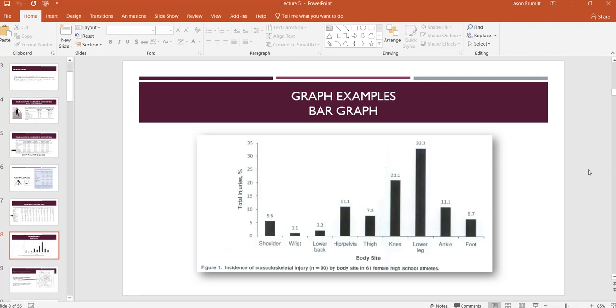Here's a nice example of a bar graph. Again, a great way to illustrate, in this case, the percentages of musculoskeletal injury in a population.